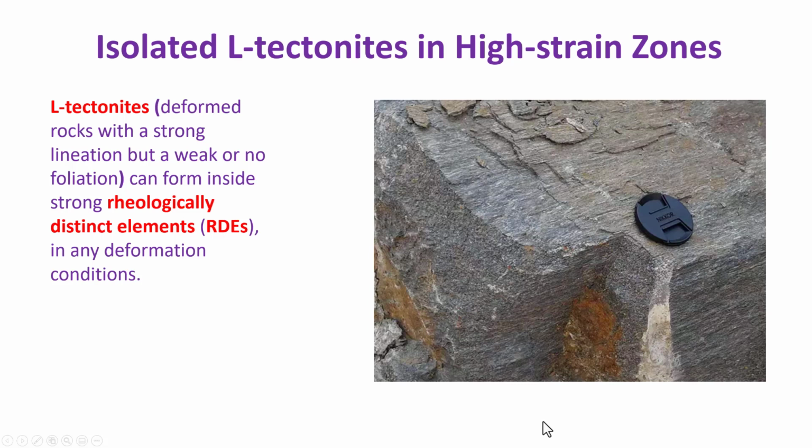Second, the partitioning equations have been used to investigate the formation of L-tectonites in isolated rock volumes. L-tectonites are deformed rocks with a strong lineation but a weak or no foliation. They mostly suggest prolate type or constrictional strains. Almost all L-tectonites so far reported are developed in isolated, often mechanically stronger rock units.